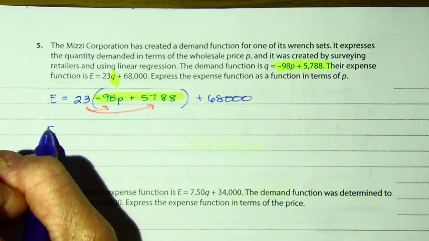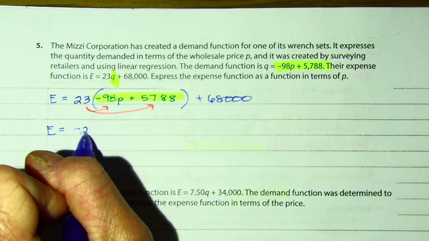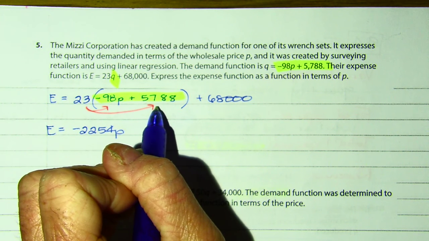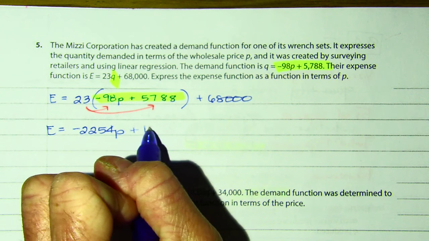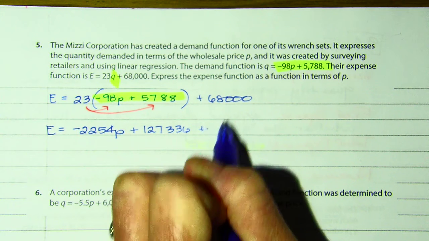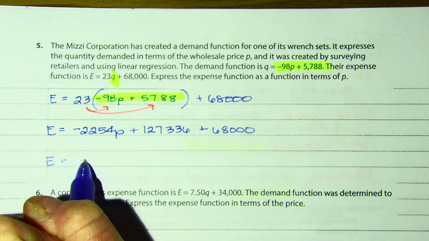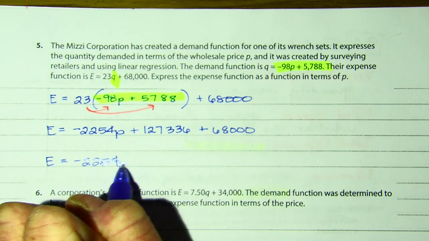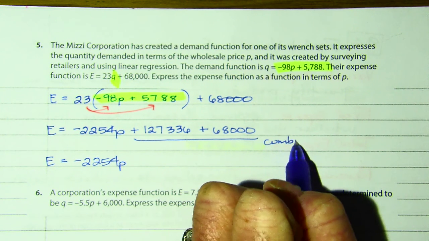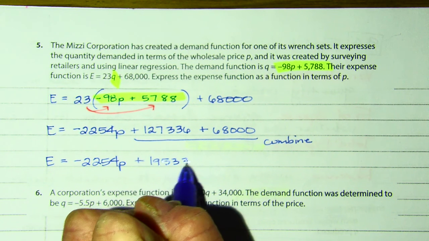So using my calculator, I'm going to have to distribute 23 to each of these. So E equals 23 times negative 98P is negative 2,254P. 23 times 5,788 is 127,336. And then I'm going to bring down this 68,000. And now I'm going to combine like terms. So negative 2254P remains the same, but I'm going to combine these because they are like terms. So if I combine these, I get 195,336.